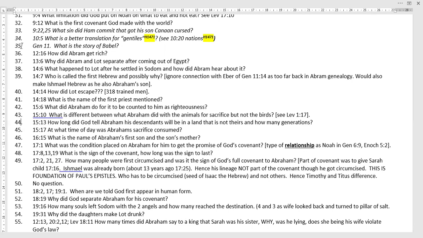Next question. How long did God tell Abraham the generation? I've done that one. Question 45. At what time of day was Abraham's sacrifice consumed? Again, chapter 15, verse 17. And it came to pass that when the sun went down and it was dark, it says the evening time.